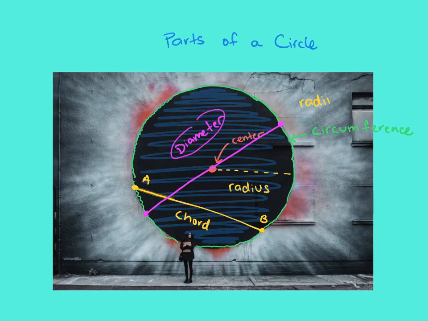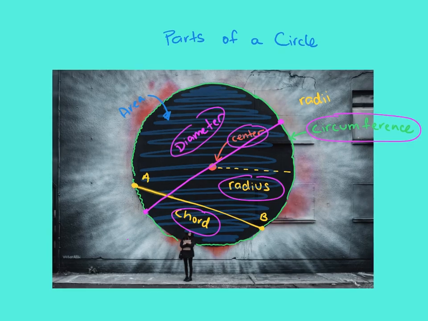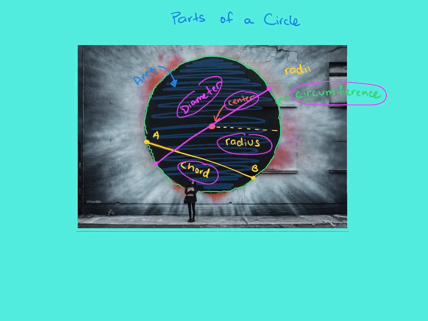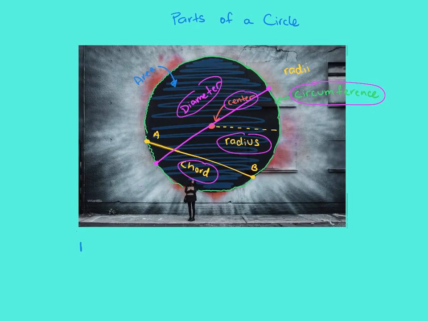Let me see if I'm missing anything. We have the center, we have radius or radii, a chord, we have circumference. Hey, you all, did I skip anything? I think we got it. We have area. I already said what area of the circle was. It's all the stuff that we filled inside. Okay? And what are the formulas? That's important too. Okay, so the formulas for area and circumference.